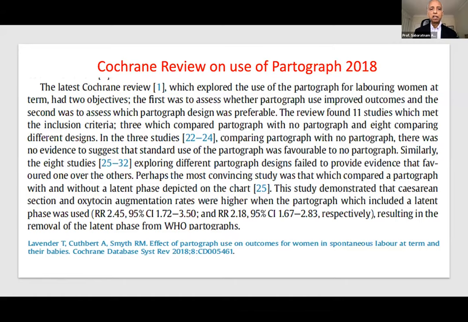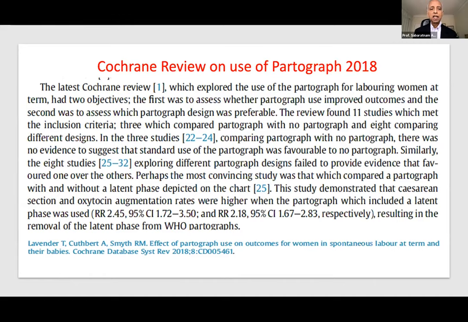It had 2 objectives. The first was to assess whether partograph use improved the outcome. Second was which partograph design was preferable. They reviewed 11 studies. 3 compared partograph with no partograph. And in the 3 studies comparing partograph with no partograph, no evidence to suggest standard use of partograph was favorable to no partograph. In other words, even without partograph, if you could give good care, then the outcome was the same.